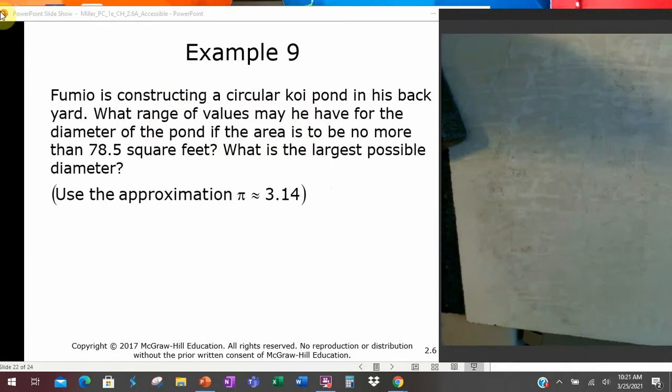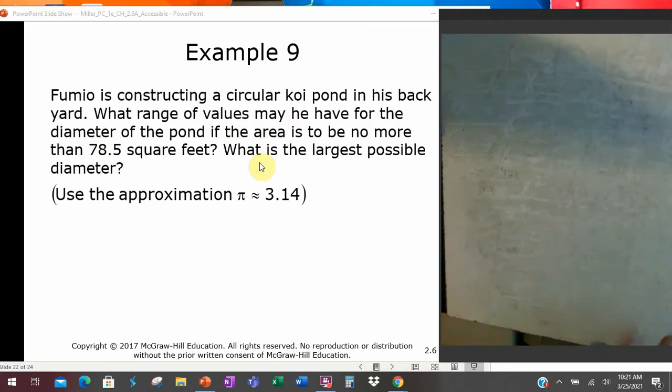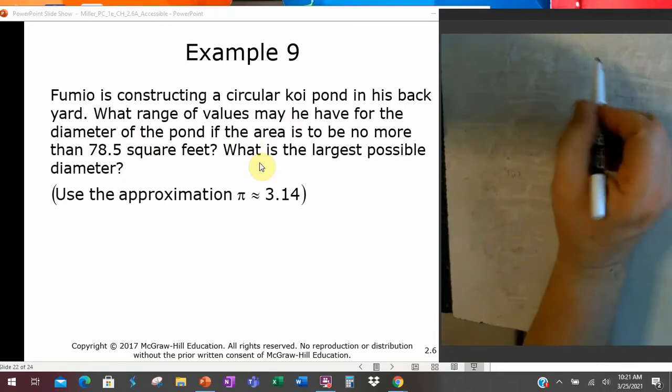It is giving you a word problem. Fumio is constructing a circular koi pond in his backyard. What range of values may he have for the diameter of the pond if the area is to be no more than 78.5 square feet? A lot of word problems come back to be geometry type problems, and those are very practical. If I'm laying carpet, or finding out how much area I need to paint a room. So in this case, we've got a circle.